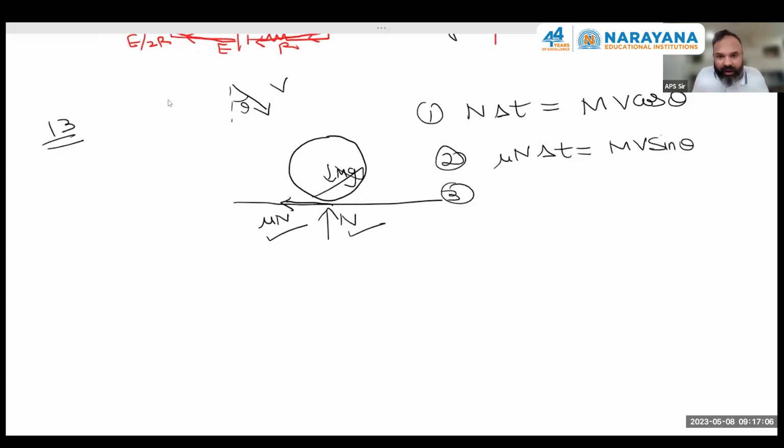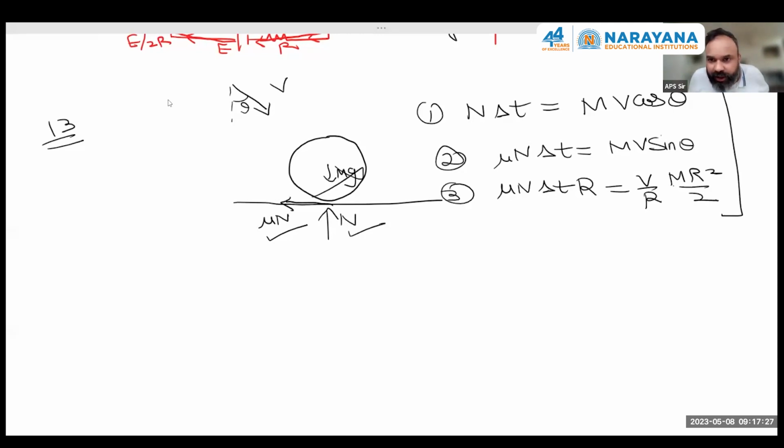And third is the angular impulse. So basically, mu N delta t into the radius r, and whatever is the angular impulse, that guy cancels the initial angular momentum, which was I omega. So omega was v by r. And what was the moment of inertia? It was m r square by 2. So I've got these three equations.